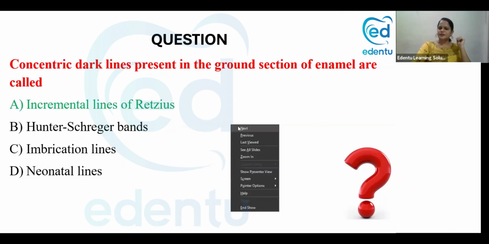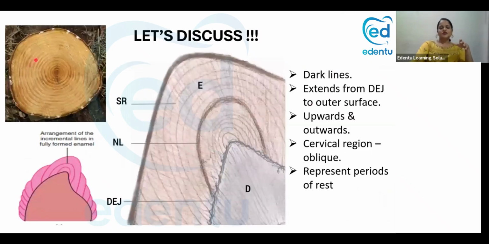It is actually the incremental lines of Retzius. When you cut a tree in cross section, you can see many concentric lines like this. This is the cut section of a tree. Similarly, when you cut a tooth in cross section, you can see a lot of incremental lines in the enamel part. These concentric incremental dark lines extend from the dentino-enamel junction to the outer surface.